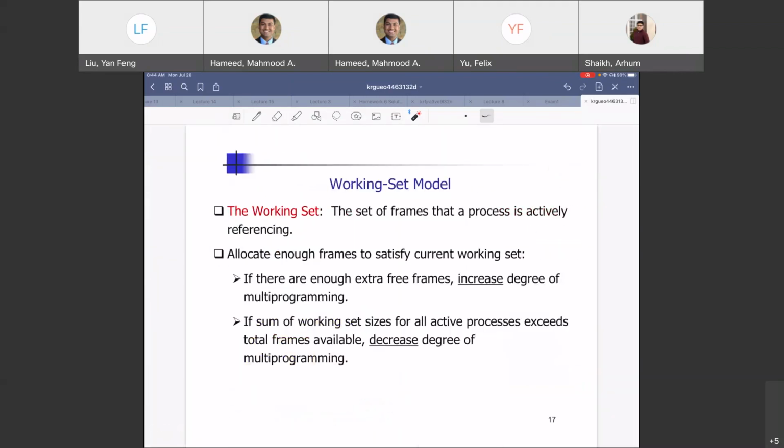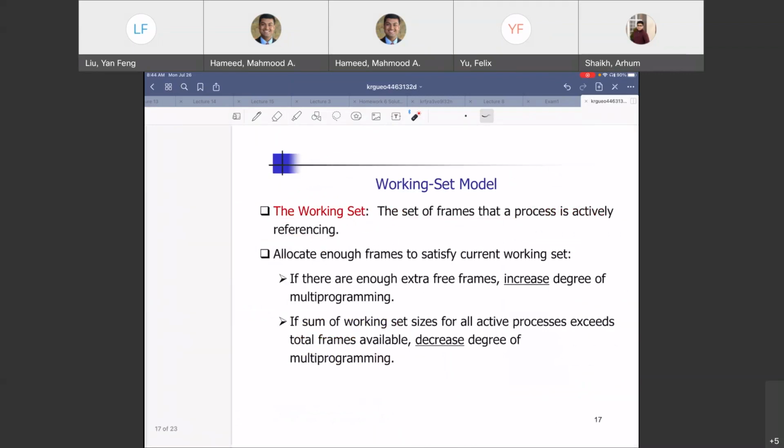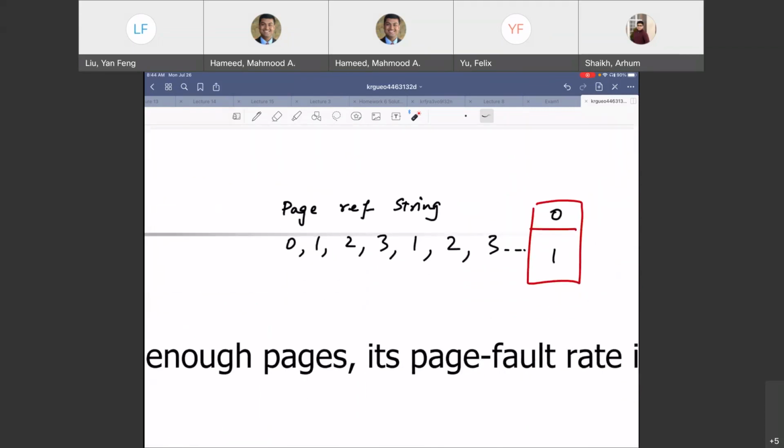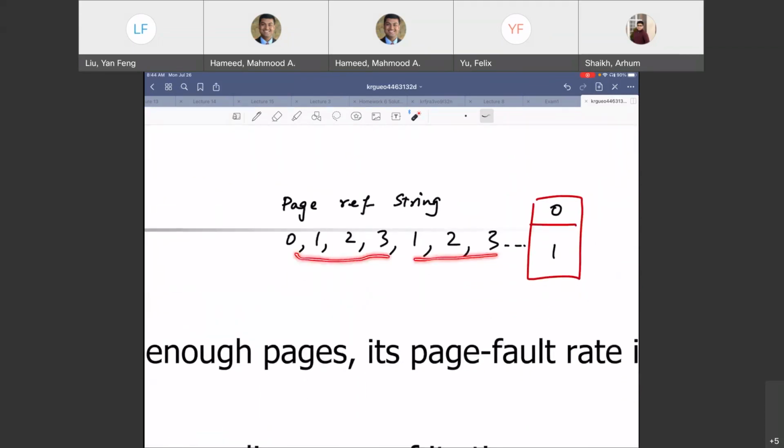So, the working set model. The set of frames that a process is actively referencing is called a working set. If I go back to this particular example right here, the page reference string 0, 1, 2, 3, 1, 2, 3, right?